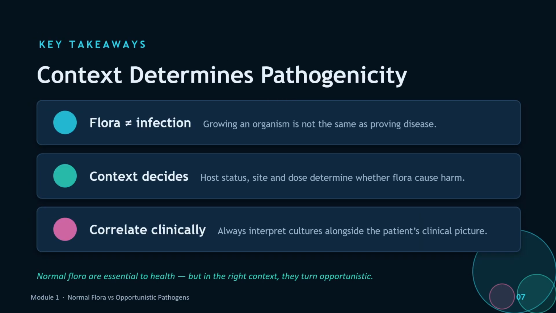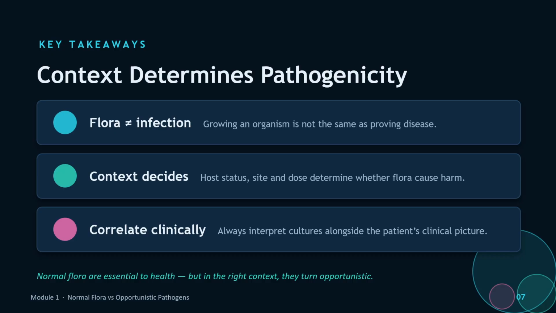Let's consolidate. 3 sentences are all you need to carry out of this module. First, flora does not equal infection. Simply growing an organism from a swab or sample is not proof of disease, because healthy animals are covered in cultivable microbes. Second, context determines pathogenicity. The same organism is a harmless commensal or a dangerous pathogen depending on the host immune status, the body site involved, and the dose. Third, clinical correlation is essential.